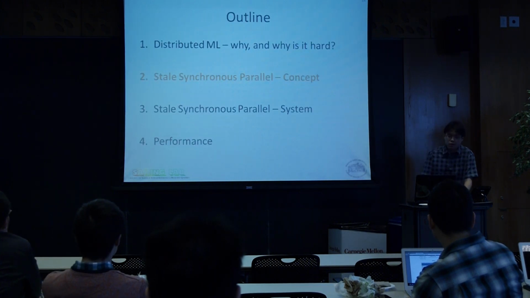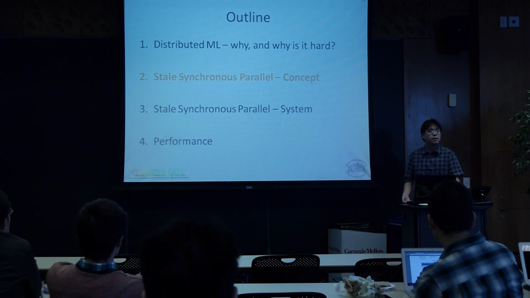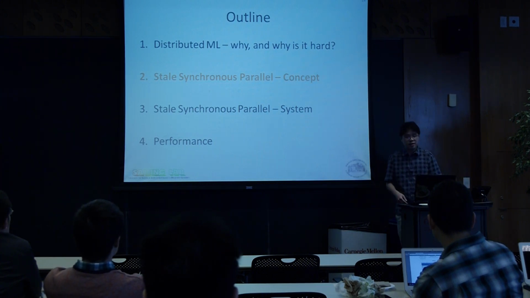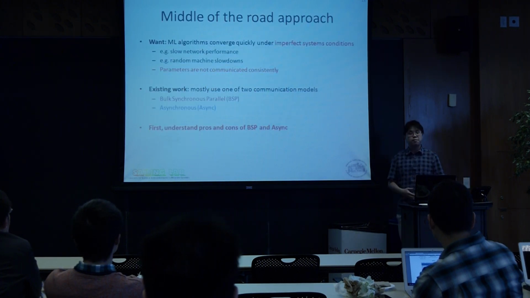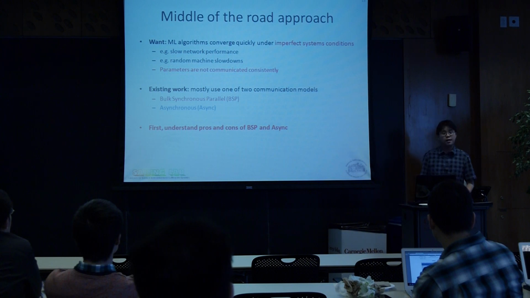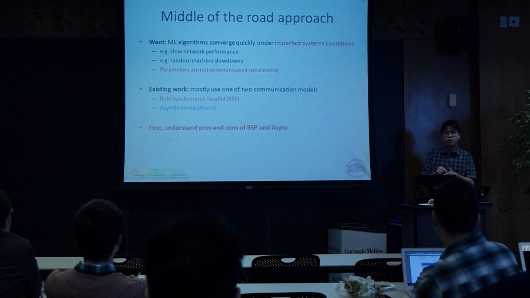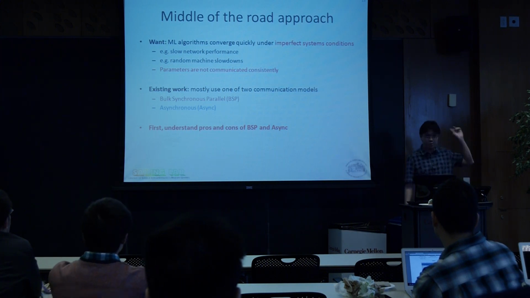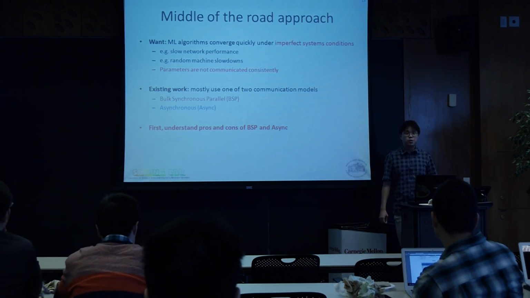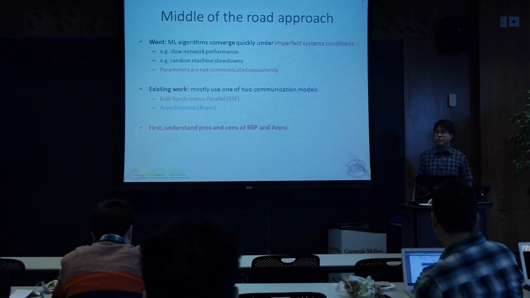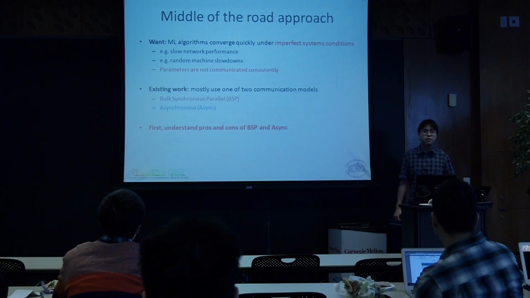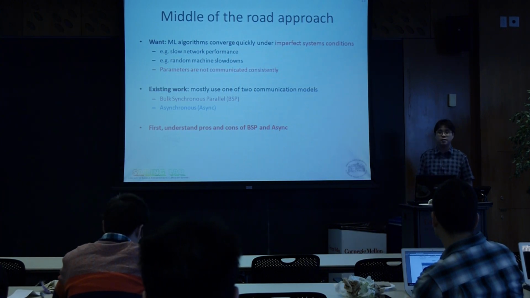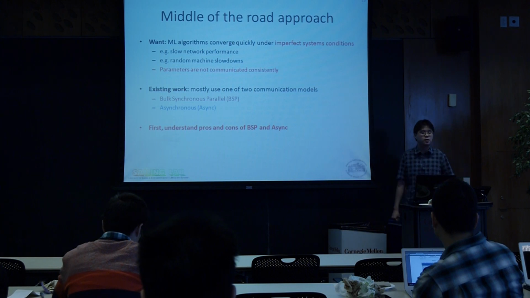So with that, I'm now going to talk about the Stale Synchronous Parallel model of communication at a conceptual level. I mentioned that we want to take this middle-of-the-road approach. We want the ML algorithms to converge quickly, and by converge quickly, I don't mean in terms of iteration number, but real time, like what the clock says. But we've got to do this under the imperfect systems conditions we described earlier. For example, the slow network performance and the random machine slowdowns. As a consequence, the parameters are not communicated consistently or in a timely manner sometimes.